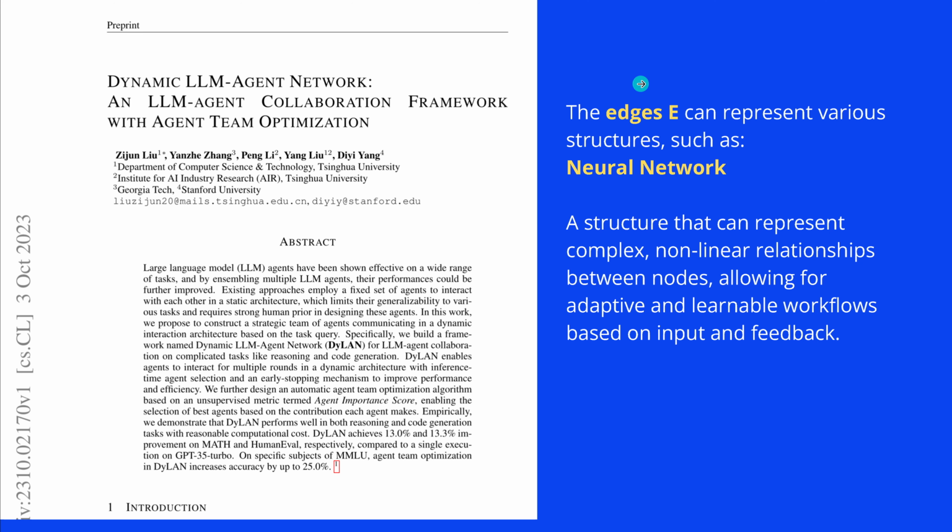If we go with the second option, that edges can be represented as various structures such as a neural network structure, I would go here with October 2023. Yes, I know it's an old one from Stanford University and Georgia Tech, but it's excellent. Have a look at this dynamic LLM agent networks and LLM agent collaboration framework with agent team optimization. Imagine more than a year ago they did this here dynamic LLM agent network with code generation in a neural network structure. And this structure can represent complex, non-linear relationship between our nodes, allowing for adaptive and learnable workflows based on input and feedback.